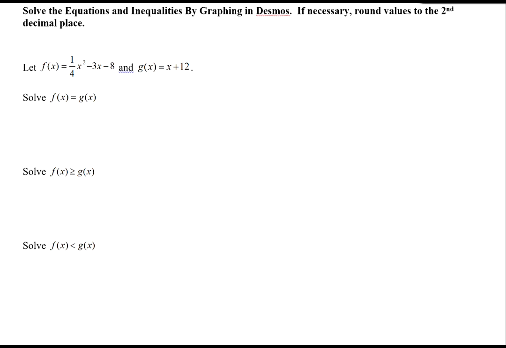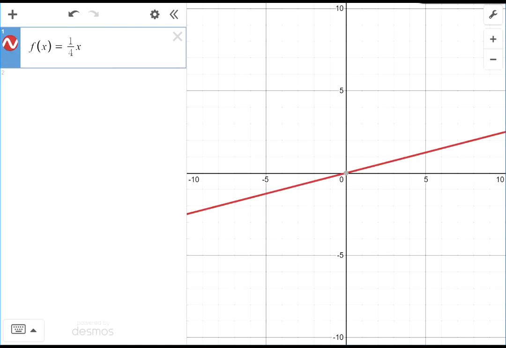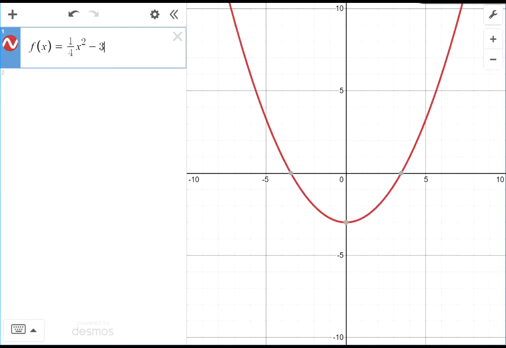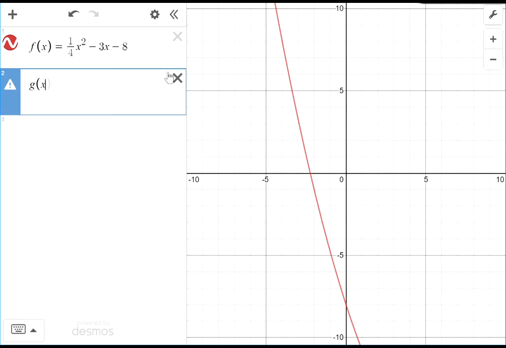So let's go ahead to Desmos and take a look at what we would have. So here's Desmos. Let's enter these equations in ourselves. So f of x equals 1/4 x squared minus 3x minus 8. Now, one thing you'll notice is that we're not seeing very much of this graph. It should be a quadratic, but we're not really seeing much of it. We're going to need to adjust the window, but let me go ahead and put in the function g.